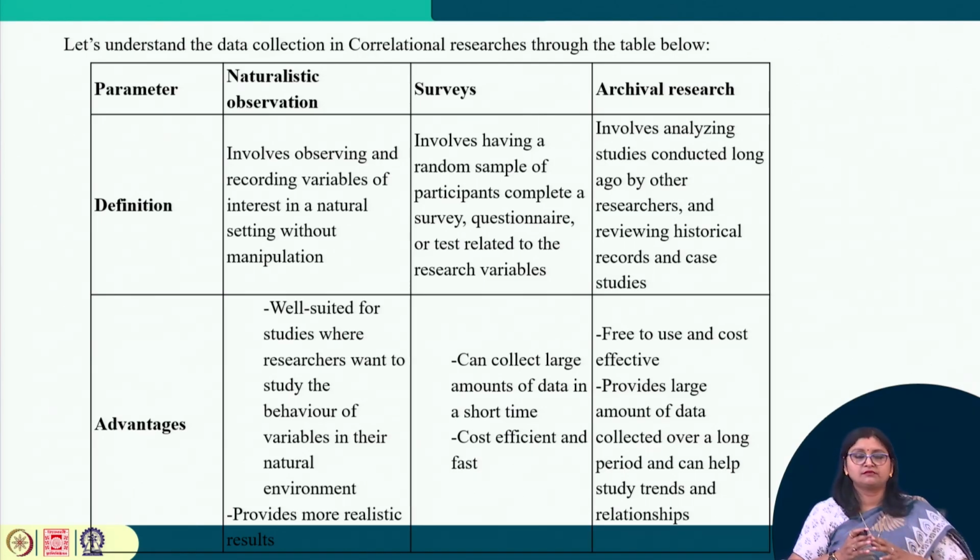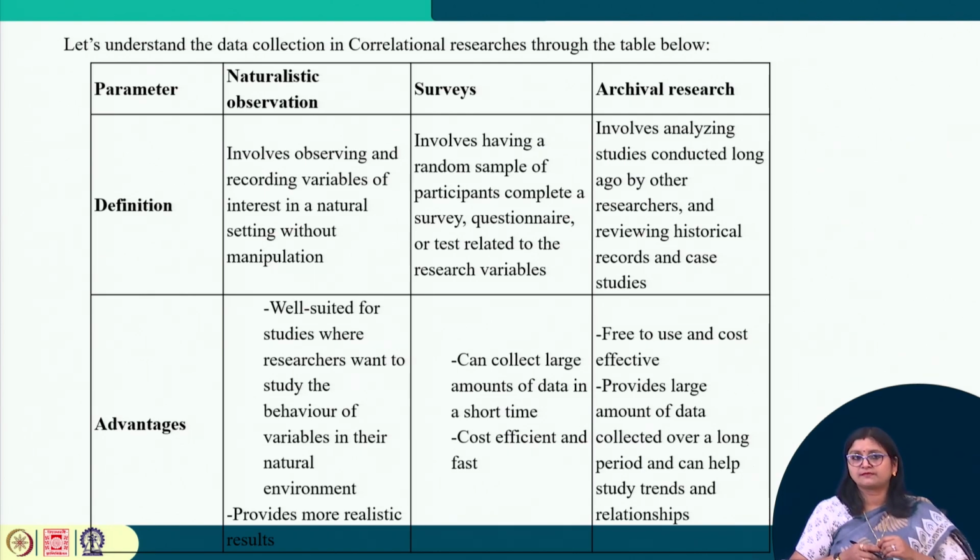This table you can find in John W. Creswell's book, and other researchers' books also have it, and I have taken it from those research books. So, the parameter is definition. Naturalistic observation involves observing and recording the variables of interest in a natural setting without manipulation. Survey involves having a random sample, where participants complete a survey, questionnaire or test related to the research variable. And archival research involves analyzing studies conducted long ago by researchers and reviewing historical records and case studies.